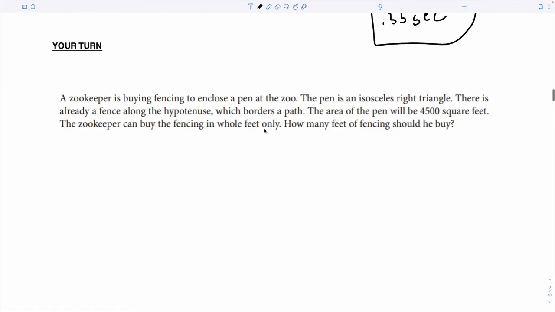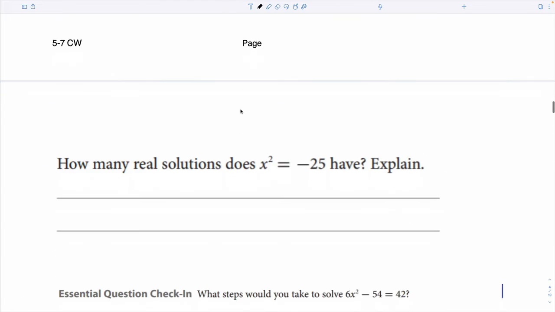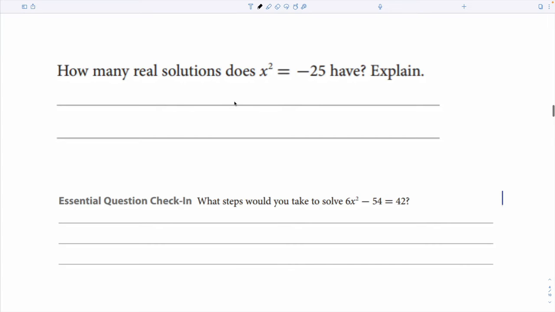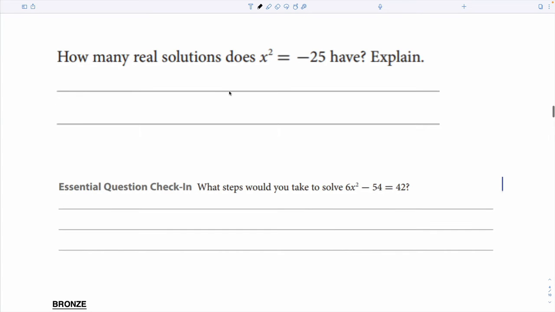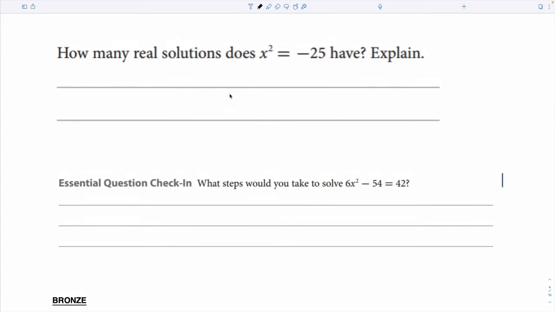Let's try this one. A zookeeper is buying fencing to enclose a pen at the zoo. The pen is an isosceles right triangle. There is already a fence along the hypotenuse which borders a path. The area of the pen will be 4 or 5 lines. Cross it out. Next page. Instead of doing that word problem, we're going to chat about these and then jot down your thoughts.